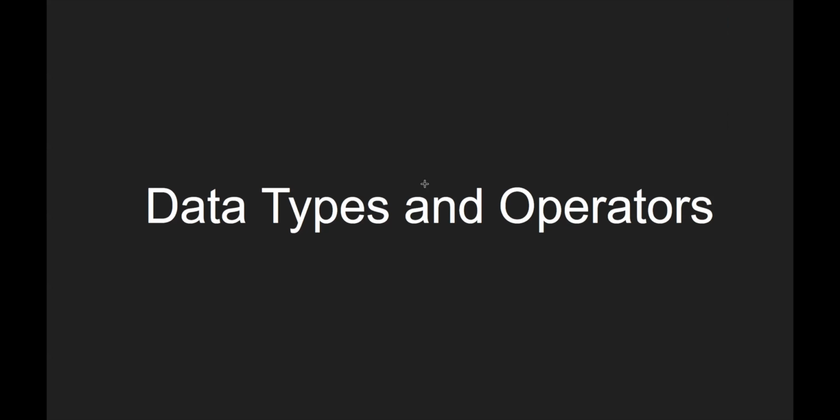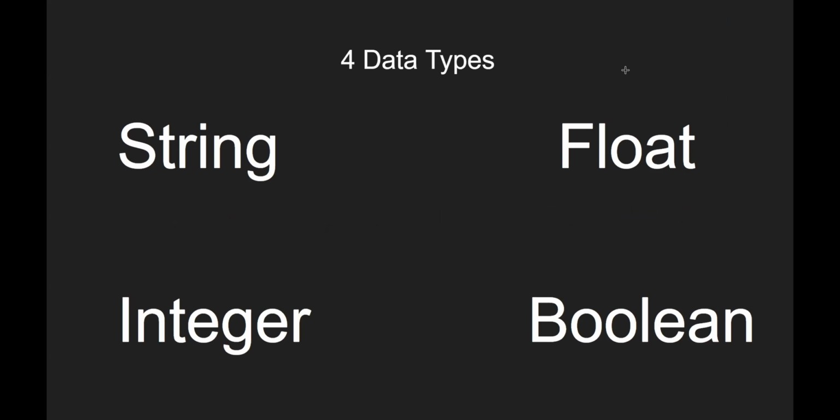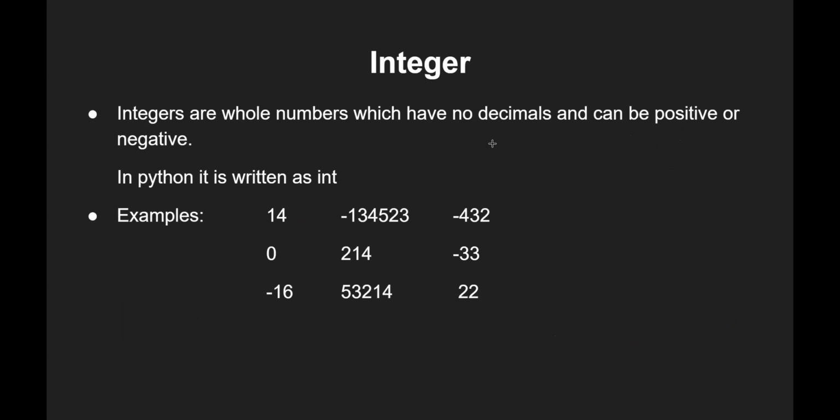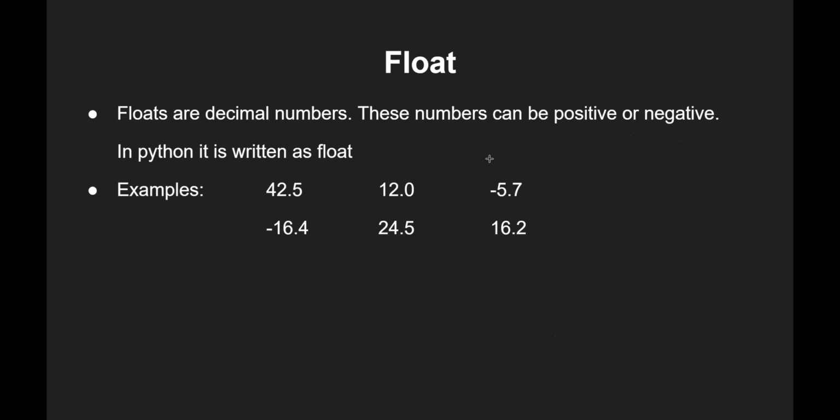So we're just going to do a quick review. So we start with data types and operators. There's the string, float, integer, and Boolean. So a string is like any sequence of characters inside quotes. And then an integer, they're just no decimal numbers. They're just integers.